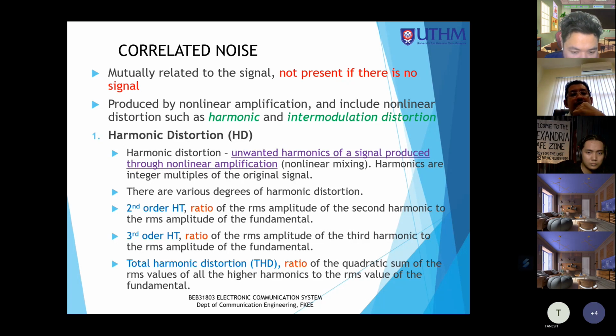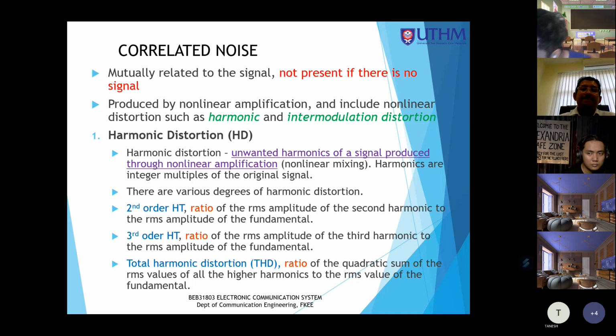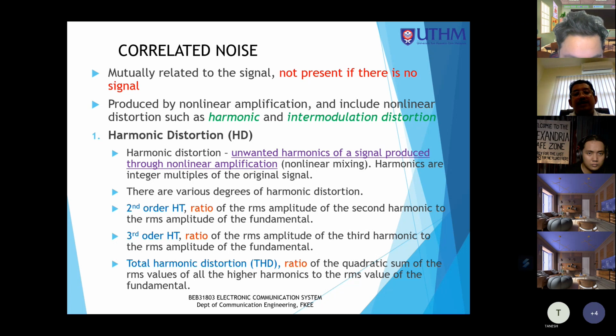Okay, so this correlated noise is normally produced by nonlinear amplification and includes nonlinear distortion such as harmonic and intermodulation distortion. Okay, so this correlated noise, we can further divide into two categories. The first one is harmonic distortion. The second one is intermodulation distortion.